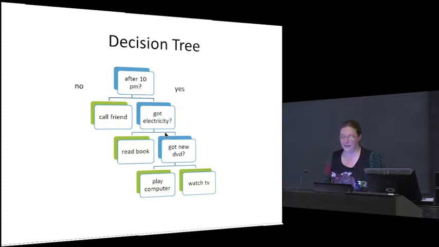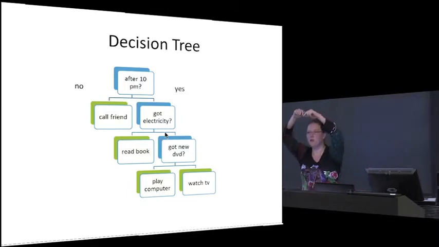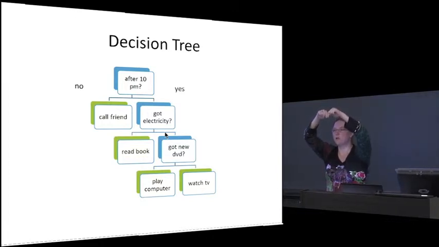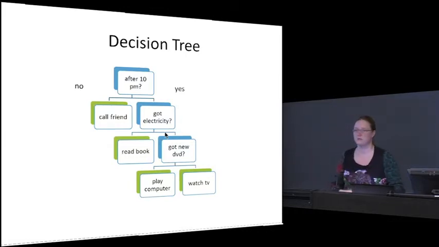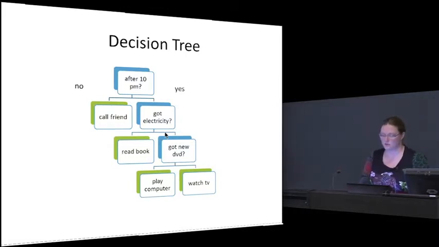Did you pay your bill? If no, maybe you want to read a book in candlelight. If yes, did you get a new DVD? If no, you can still play a computer game. If yes, you can watch TV. So this is a very simple example of a decision tree. You have this tree, and at each node, you're queried one question. You answer yes or no, and depending on your answer, you go to the next node. That's the whole concept.